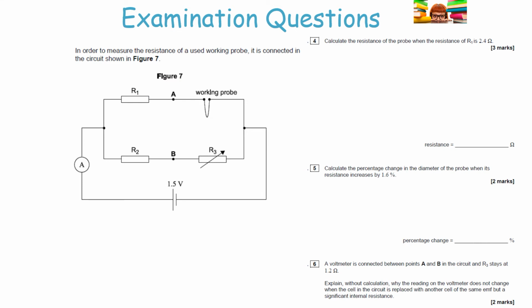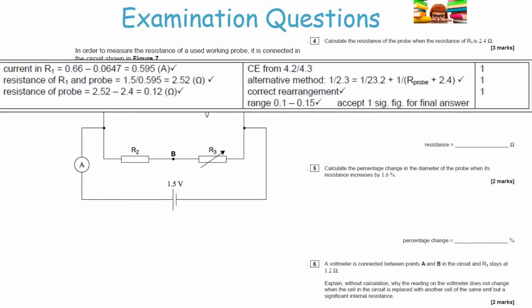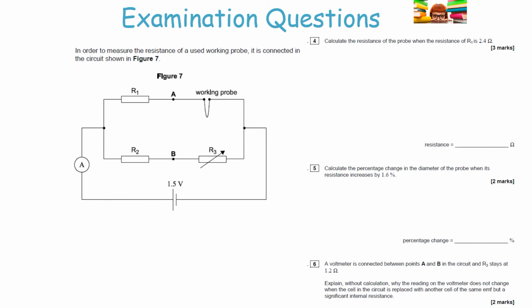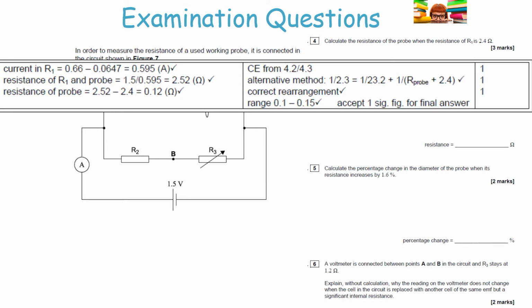Well, we know that when we have branches like that, all of the EMF in goes to PD out. So there's 1.5 volts in, there's going to be 1.5 volts out, and if we know what the current is and we know what the voltage is, we can work out the total resistance across the entire branch, which is 2.52 ohms. Now we already know that the resistance of one part of the branch is 2.4 ohms, so therefore the other part of the branch must be 0.12 ohms. So that's an important idea.